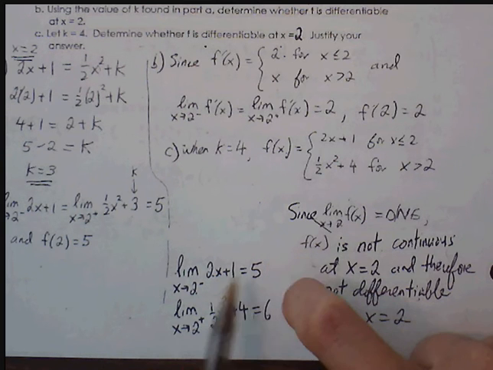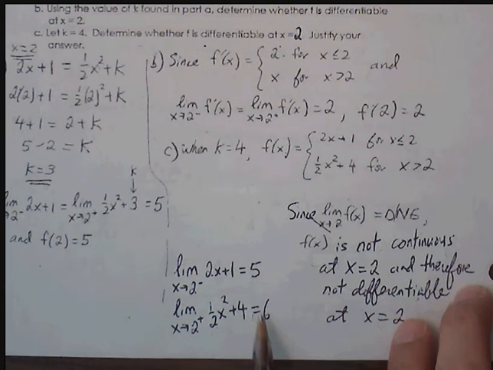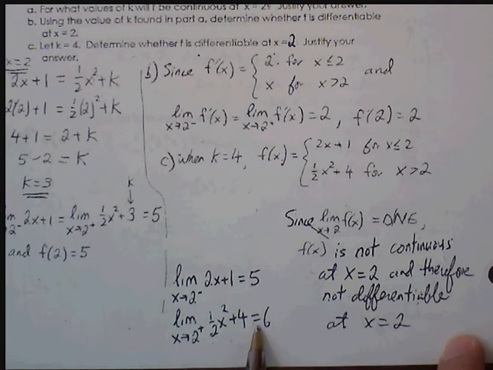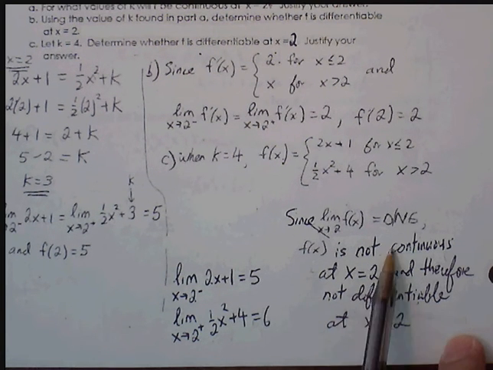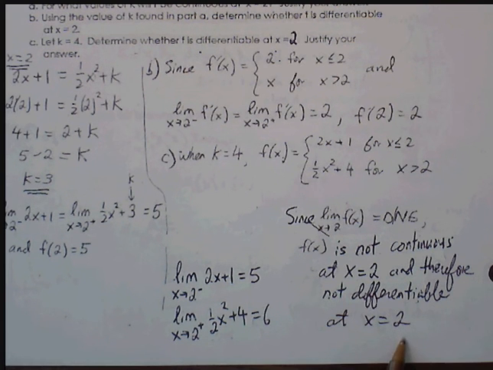So that means these two graphs have a non-removable discontinuity. The graph is not going to be connected, so the graph is not even continuous. We've shown that because the limit doesn't exist, the graph isn't continuous. And if the graph is not continuous, then there's no way our graph can be differentiable at x equals 2 either.